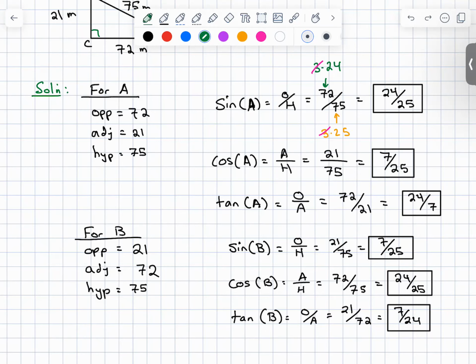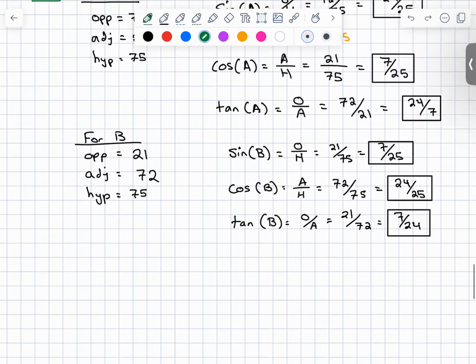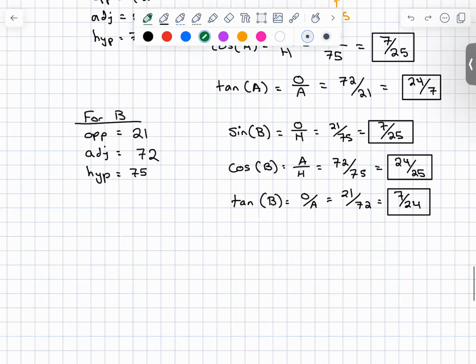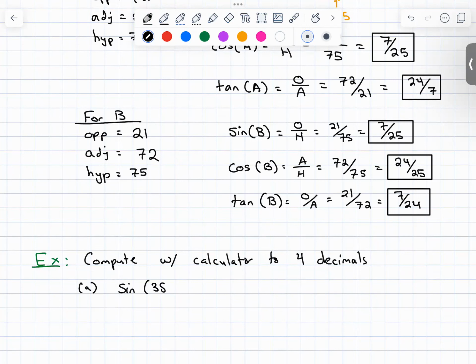Anyways, any questions on that? So, setting up the ratios. The other thing you can do is compute the sine of any angle. This is something the Greeks weren't able to do because it required a lot of heavy machinery, but I want you to know how to use it. Example: compute with a calculator to 4 decimals. Part A is sine of 38 degrees.